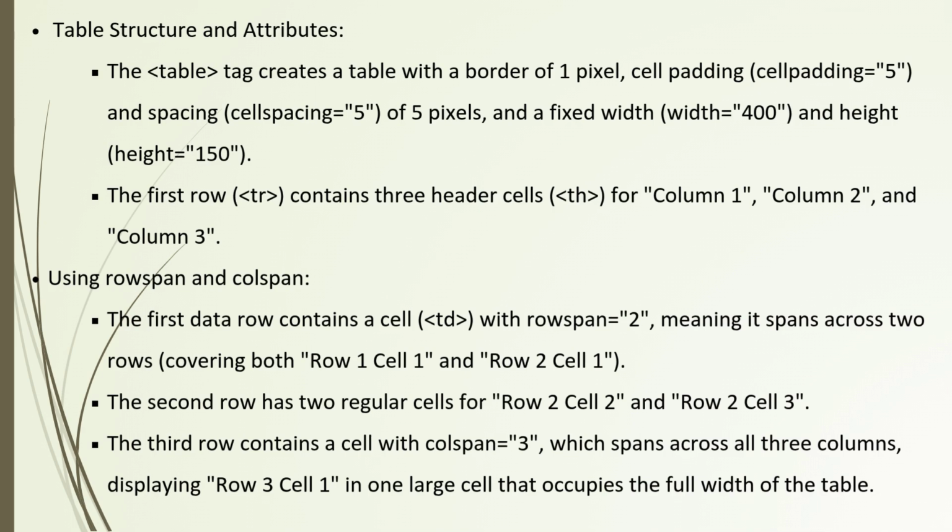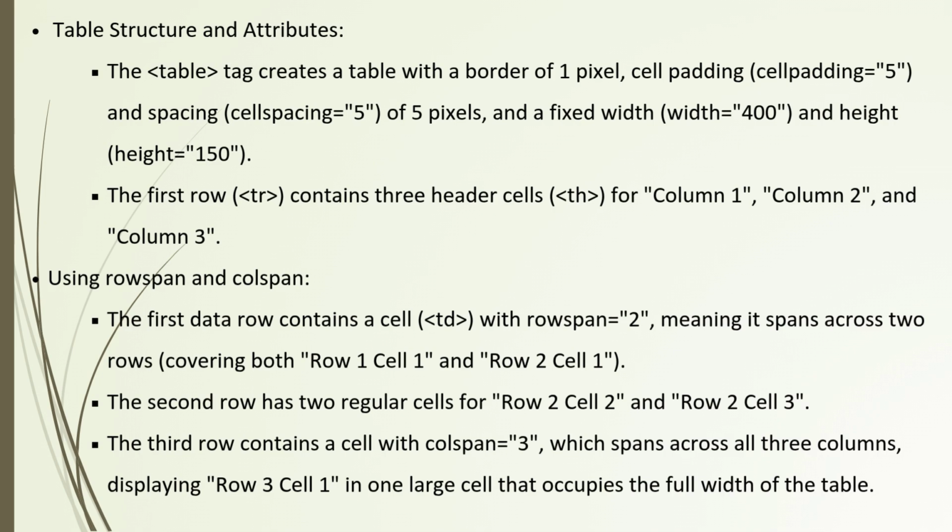Table structure and attributes. The table tag creates a table with a border of 1 pixel, cell padding and spacing of 5 pixels, and a fixed width and height. The first row contains 3 header cells for column 1, column 2, and column 3.